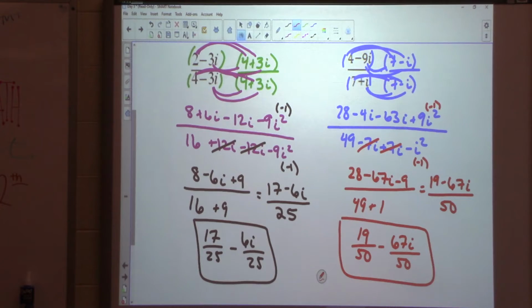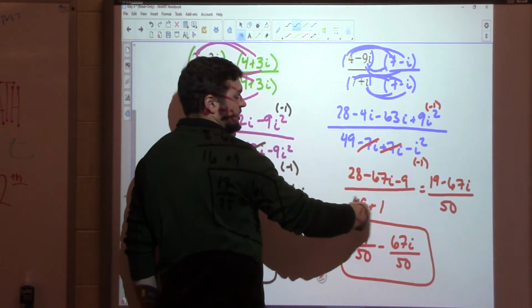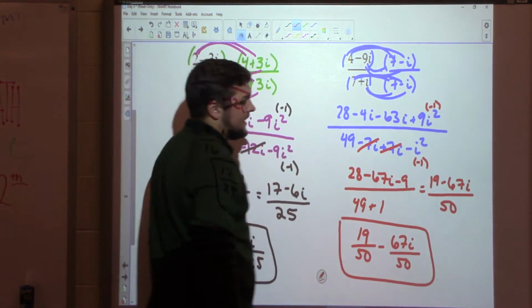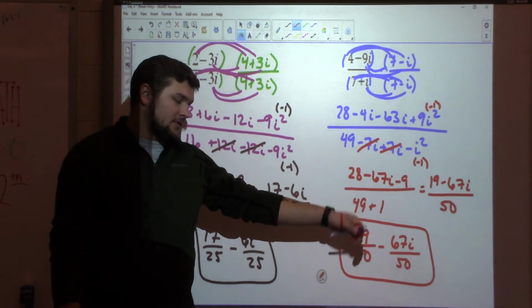Let me know if you have any questions. All I did, I foiled top and bottom. I combined all my like terms. Changed all my I squareds to negative 1. And I combined my like terms again. And I split up into a real and imaginary.